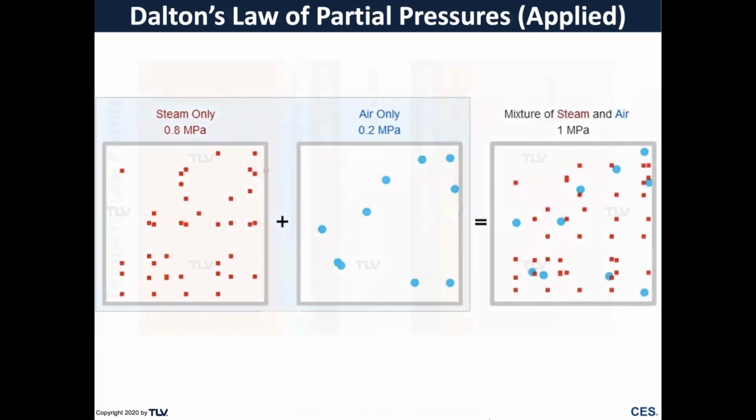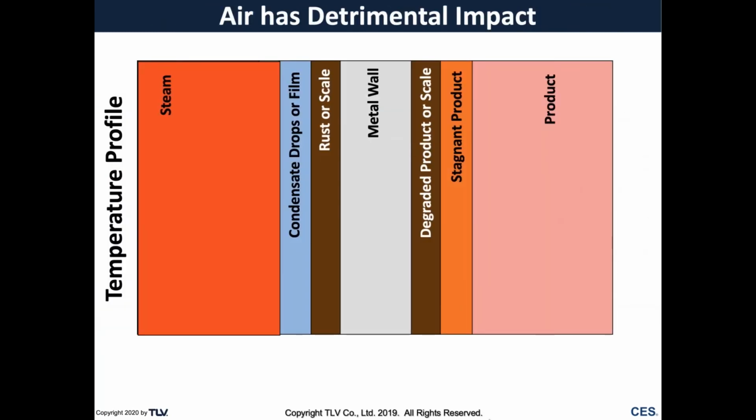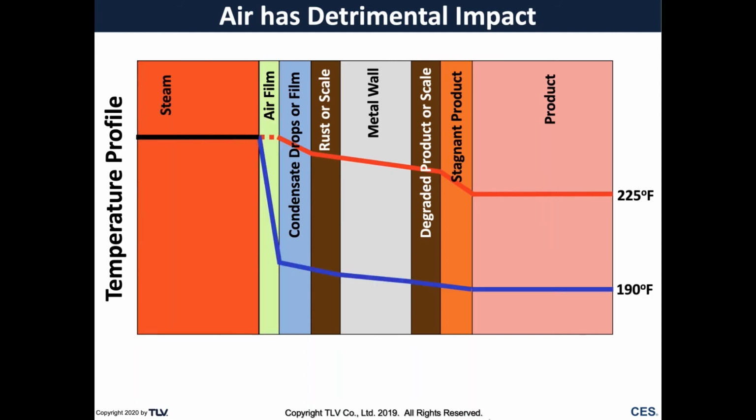Why is that important? We're trying to transfer heat through a metal wall. So take a look at the center of this graph. There's the metal wall. We've got steam on the left side, product on the right-hand side, and we've got different films on the inlet side, such as rust, scale and condensate drops or film. We want to minimize that. And if we minimize that and stagnant product and degraded product on the other side, we might get a temperature transfer of 225. But if we have an air film, it might drop the temperature down to 190.